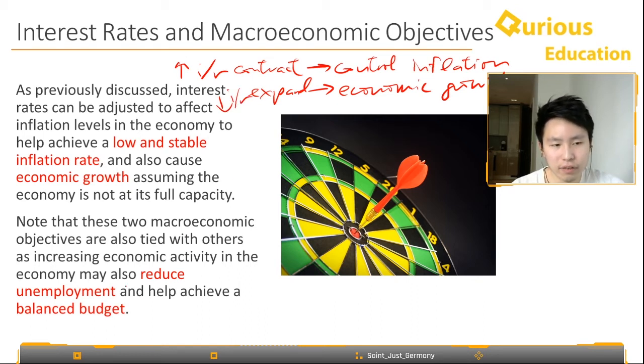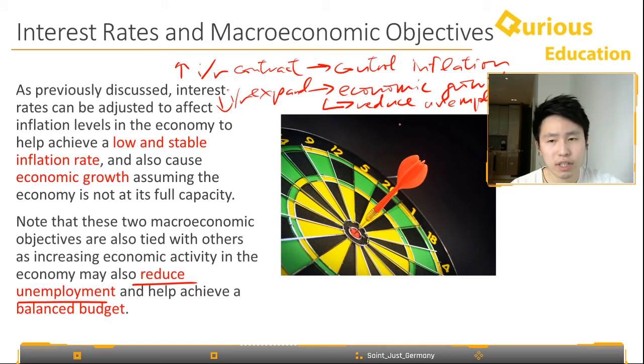Of course, the other macroeconomic objective would be to reduce unemployment, right? Since unemployment is linked with economic growth, if we want to reduce unemployment, then we want to decrease the interest rate. Whenever the economy grows, unemployment should fall, because since we're producing more goods and services, the firms would hire more people, and therefore the unemployment rate would decrease.